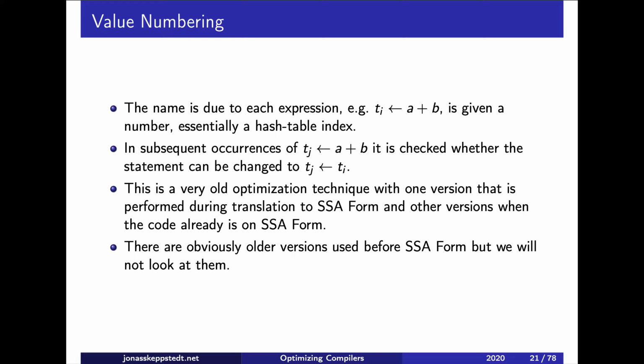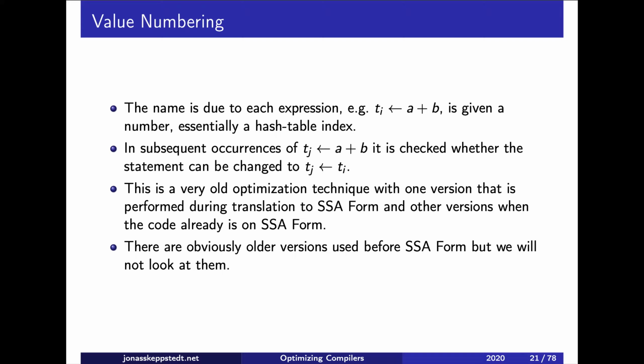Each expression is given a number, which is basically a hash table index. Then the same expression can be looked up during the translation to SSA form to see if it has already been computed. If it exists, with the same versions of the operands, the same operator, of course, and the same types, then we can reuse the destination of the found expression instead of the new expression. This is very nice to do on SSA form, during the translation to SSA form.